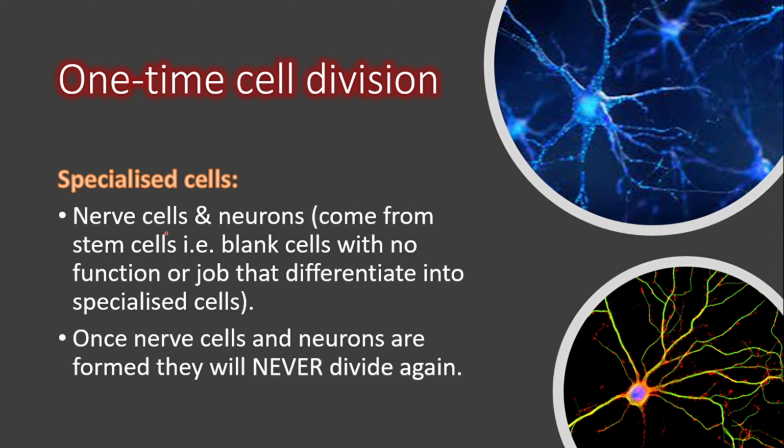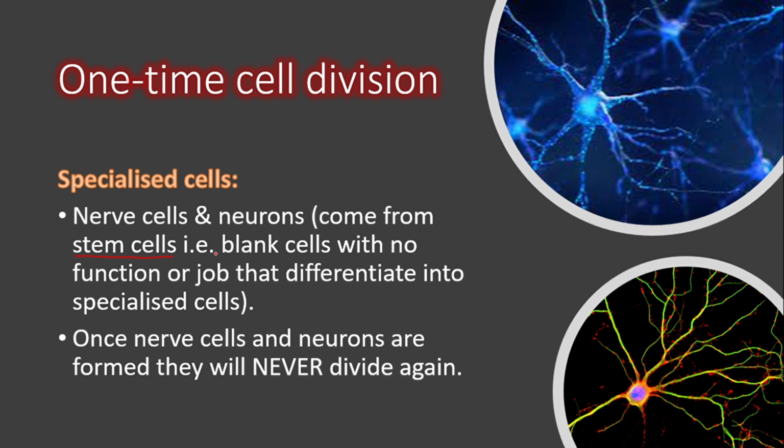And in this case, we have nerve cells and neurons. Nerve cells and neurons come from stem cells. Stem cells are considered to be cells that have no specific function or job, right? That's why when people need stem cell donors, people that have stem cells will donate them so that they can be given a specific function and eventually differentiate into specialized cells.